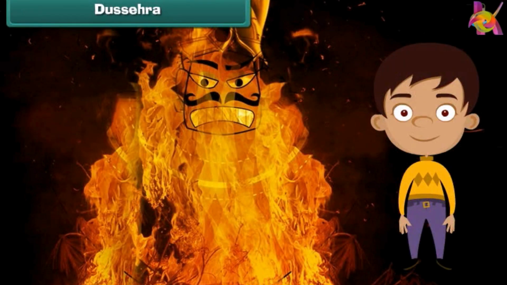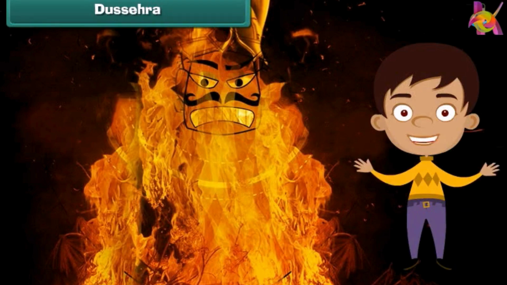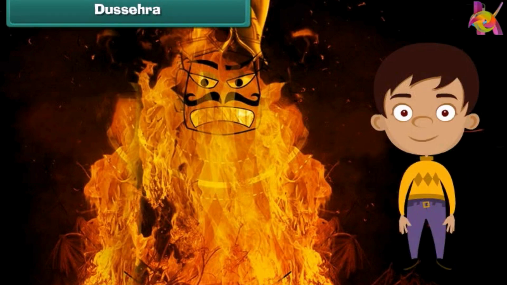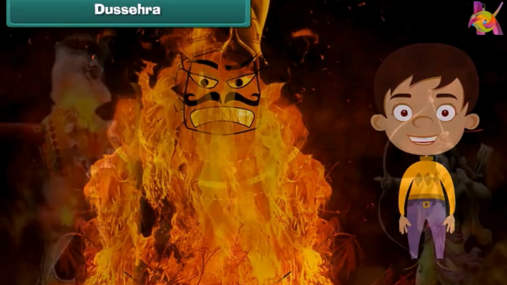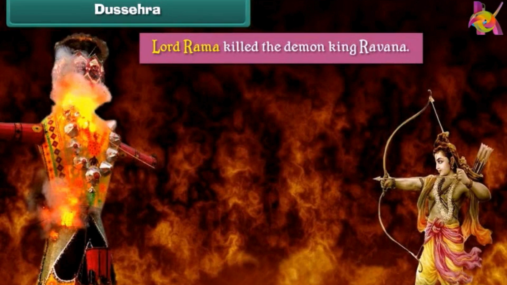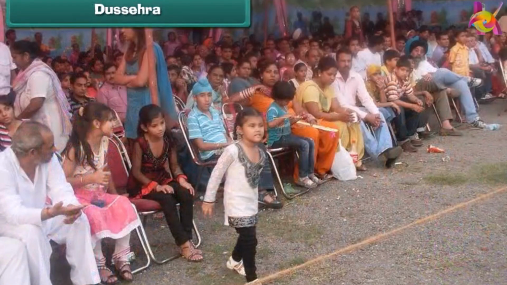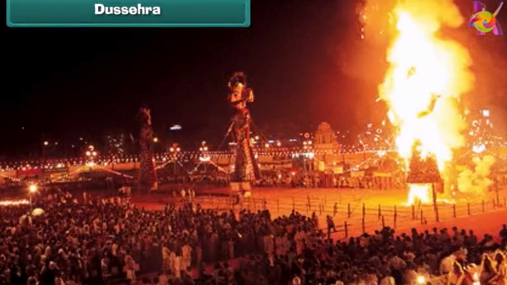Dussehra. Dussehra is another Hindu festival that marks the victory of good over evil. It is believed that on this day, Lord Ram killed the demon king Ravan. People gather in a large field in the evening of this day and burn effigies of Ravan, his brother Kumbhakaran, and son Meghnad.